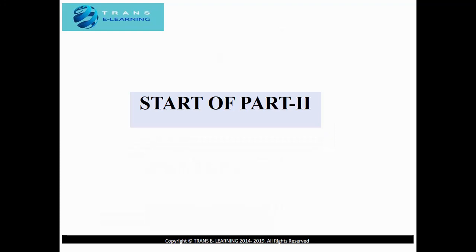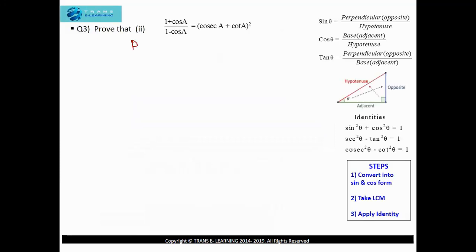Part 2 starts from here. Now solving the right hand side. So on the right hand side we have (cosecant A plus cot A) the whole square. So now here the first step is to convert it into sine and cos form.